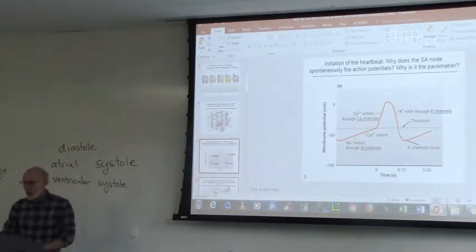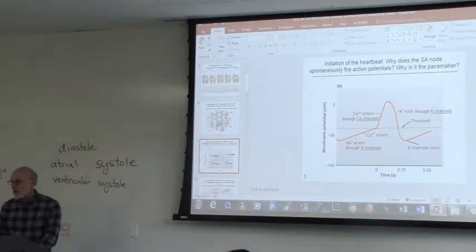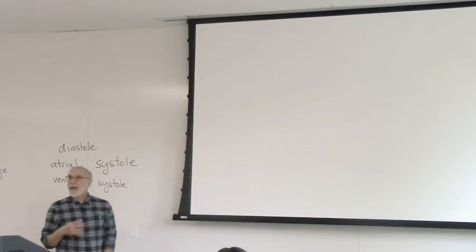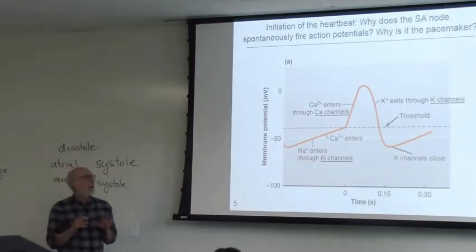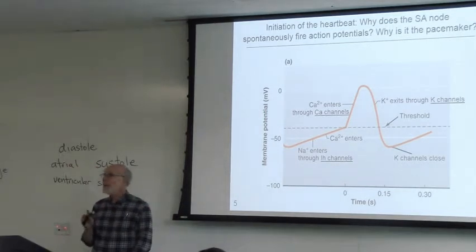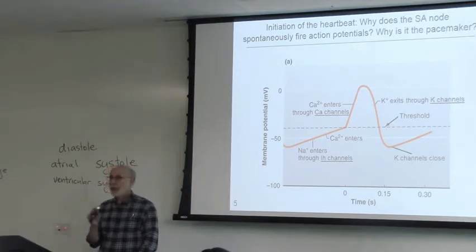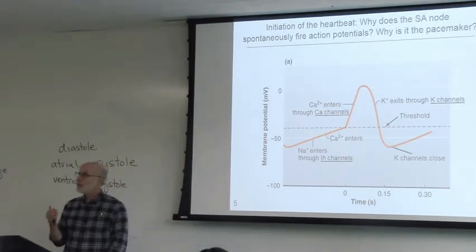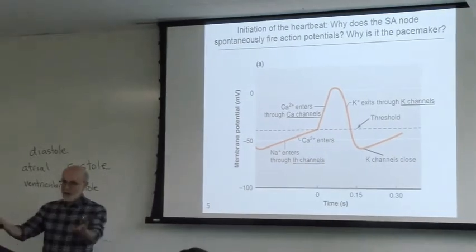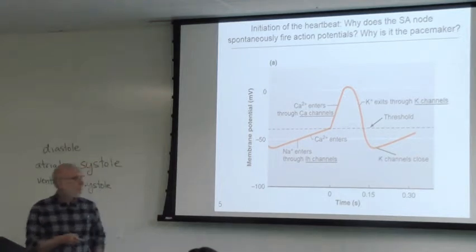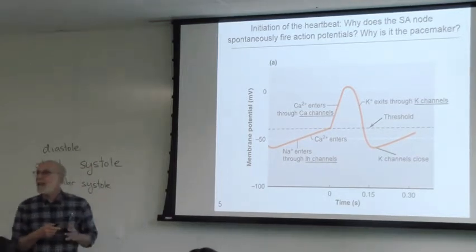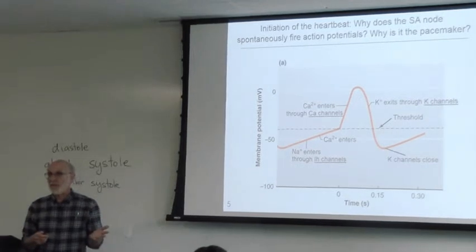Okay, so now having talked about the spread of action potentials, I want us to get into the details, the channel details that make the action potentials that I've been talking about. So now we're getting into the channels that create the action potentials that create systole, whether it's atrial or ventricular. So let's talk about the SA node as a pacemaker.